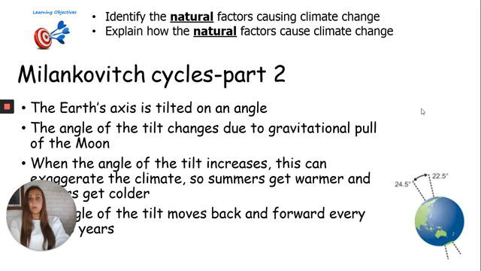Part 2 of the Milankovitch cycle is all about the Earth's axis being tilted at an angle. I'm sure you cover this in science, but the angle of the tilt changes due to the gravitational pull of the moon, and when the angle of the tilt increases, this can exaggerate the climate. So summers will get warmer, winters will get cooler, and so on. And that tilt, again, not suddenly, but gently merges every 41,000 years. So again, that can be a natural cause of climate change.